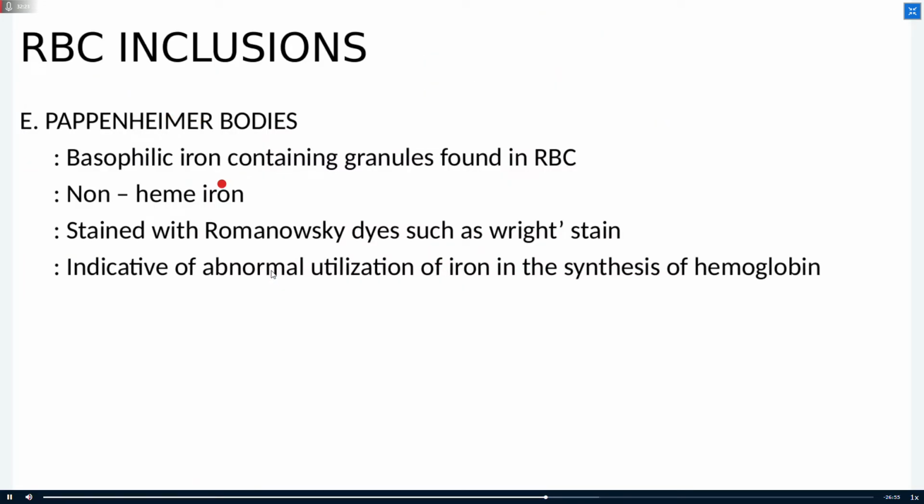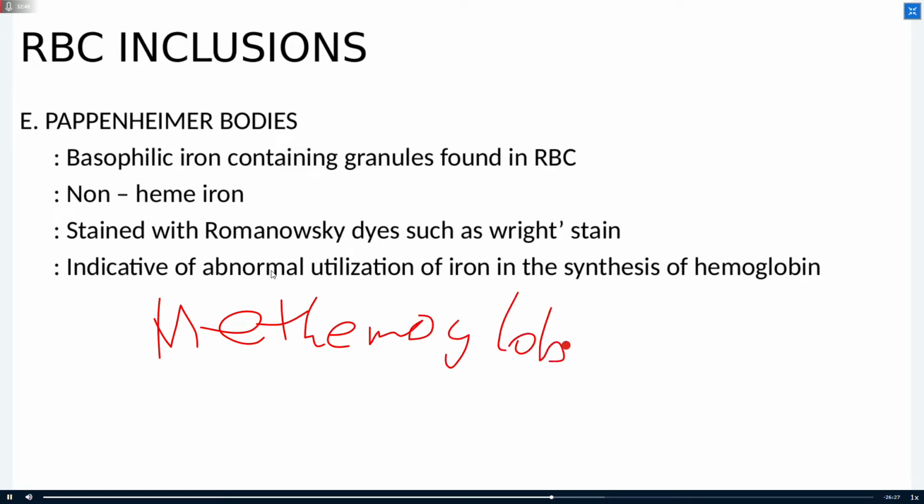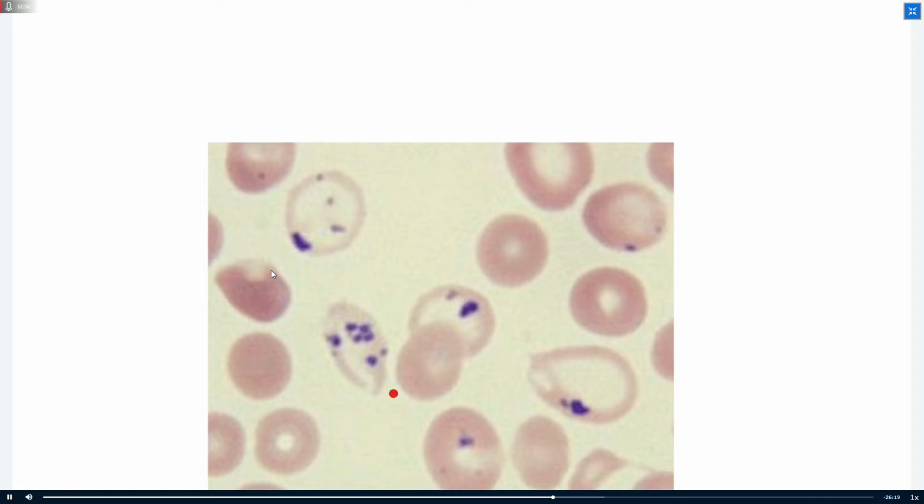Okay, next would be your Pappenheimer bodies. Now, these are basophilic iron containing granules found in RBC. So, this is also composed of non-heme iron, stained with your right stain, indicative of abnormal utilization of iron in the synthesis of hemoglobin. So, it again would respond to your methemoglobin reductase pathway, MRP. Pappenheimer bodies would look like this, class.